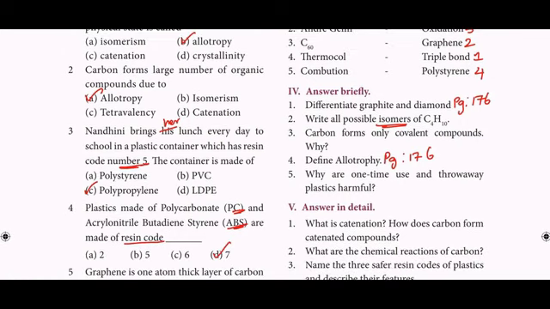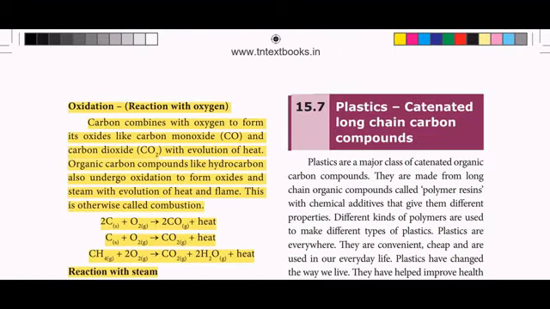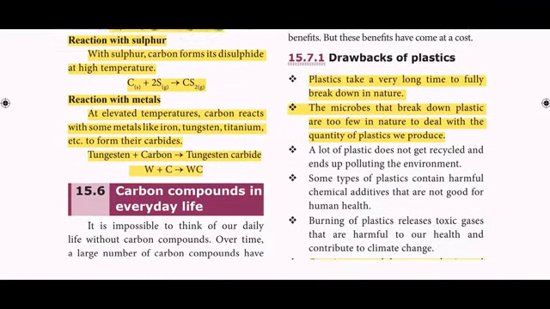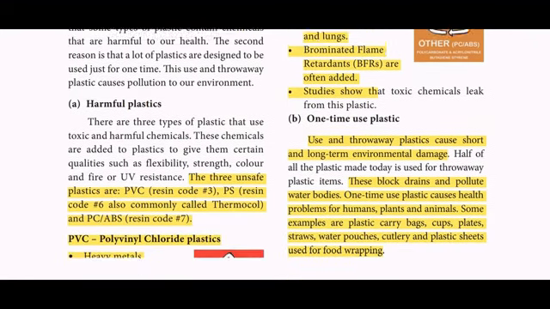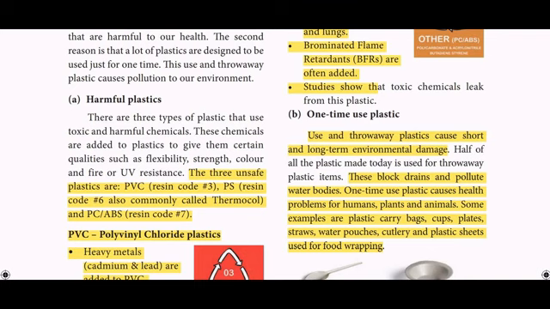Why are one-time use and throw-away plastics harmful? The answer is on page number 180. Under the heading one time use plastics, you can see this. Use and throw plastics cause short and long term environmental damage. These block drains and pollute water bodies. One time use plastics cause health problems for humans, plants and animals. Some examples are plastic carry bags, cups, plates, straws, water pouches, cutlery and plastic sheets used for food wrapping. So this is the answer for that.